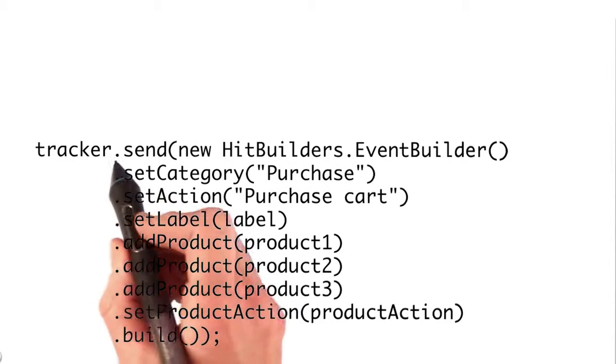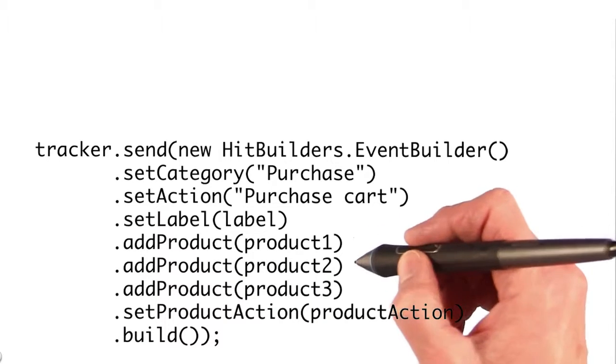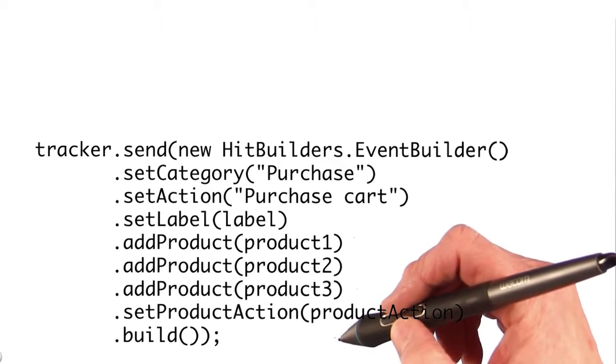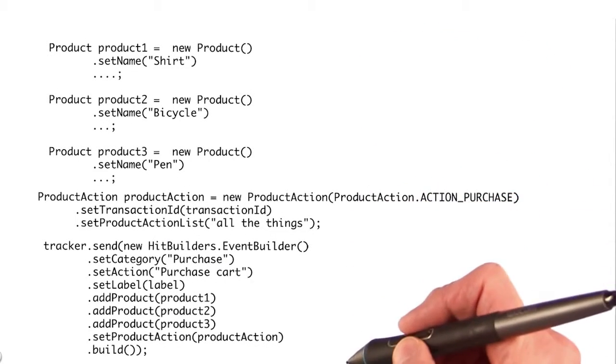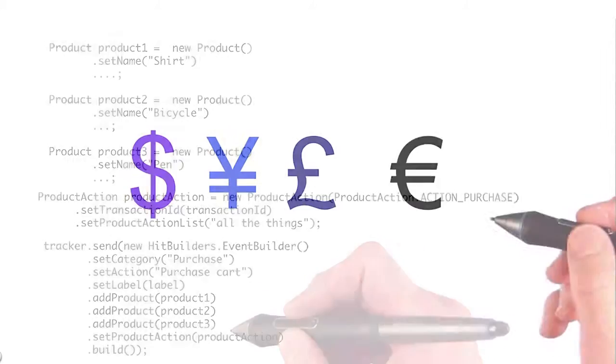And then you get the tracker as before, and you add each of the products to the tracker, and then you build and send the hit. And this is pretty much the code that you've already learned how to write. The only difference really is that you can add multiple products.